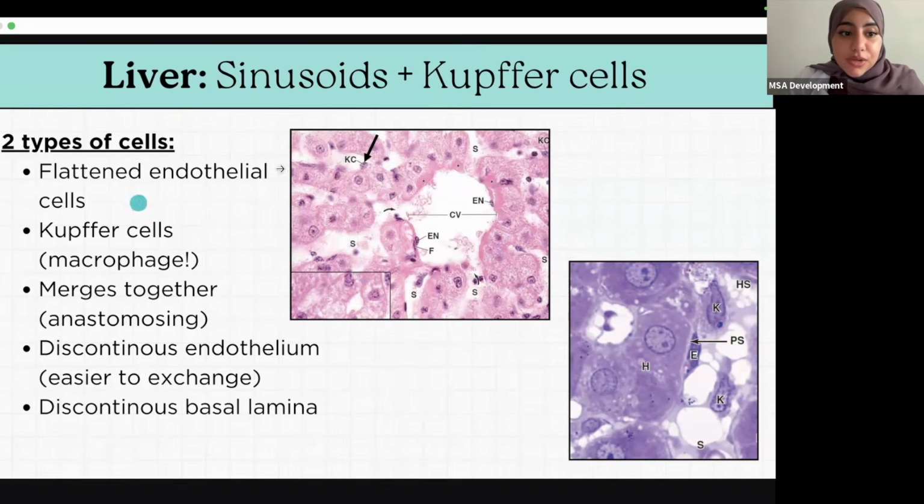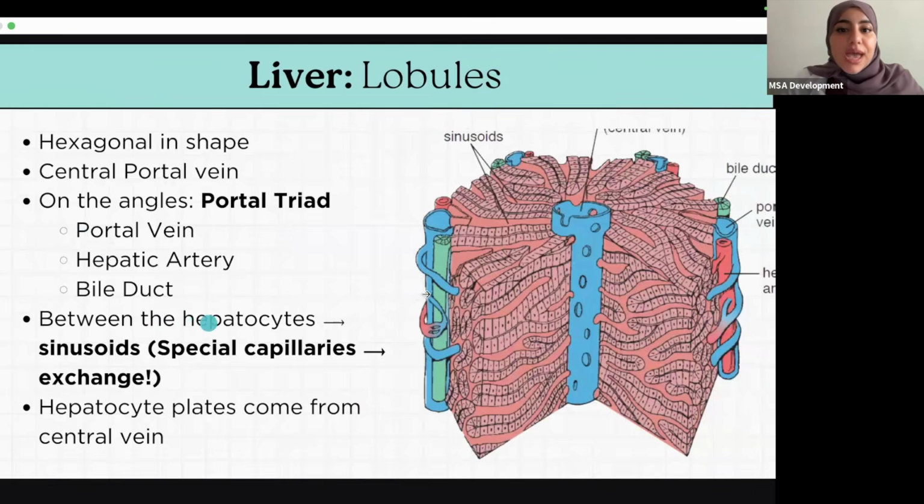Now, sinusoids obviously need to have flattened endothelial cells because why? Because they need to have exchange. And Kupffer cells are there for immunity, because a lot of blood comes in, and there could be some sort of pathogen or anything. And then they merge together and do anastomosis, they mix together and whatnot. And there's discontinuous endothelium and basal lamina also for diffusion of any kind of molecular micronutrients or whatever. Anyways, the lobules.